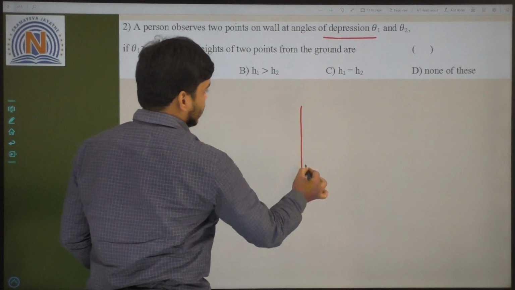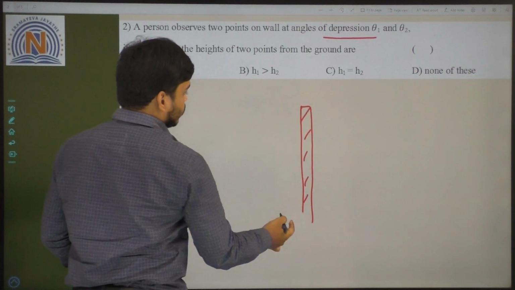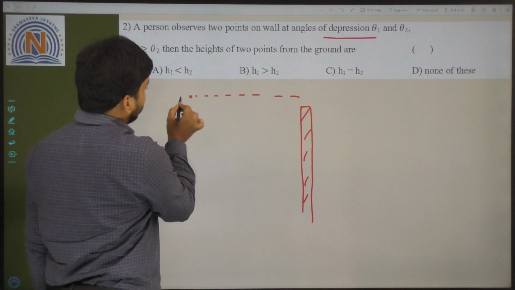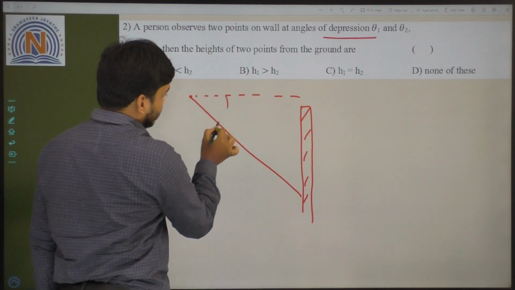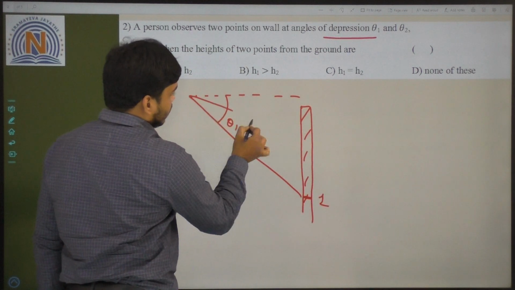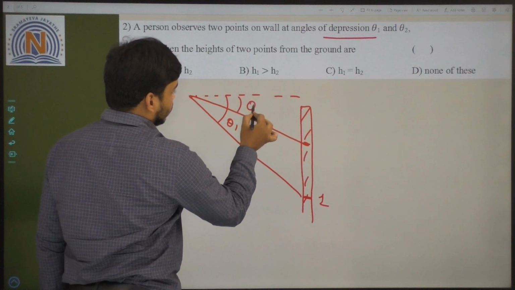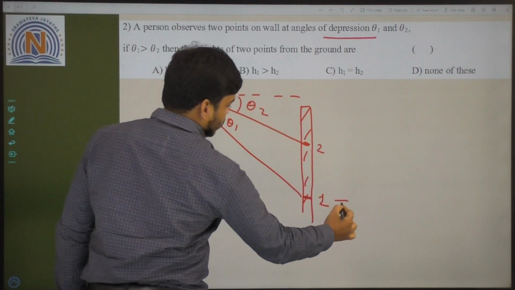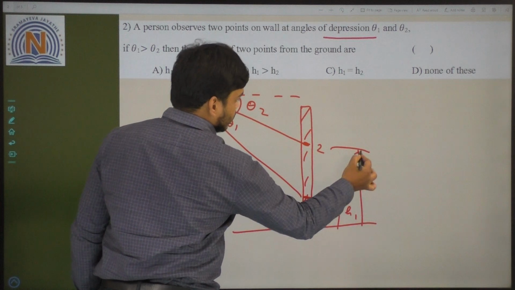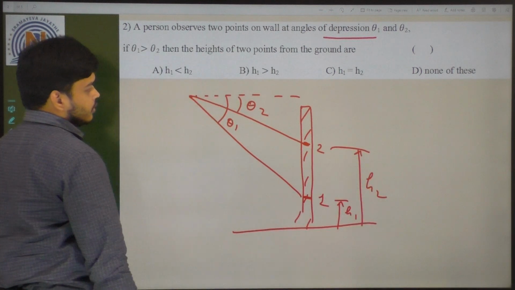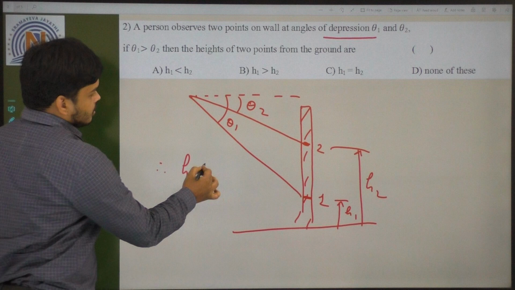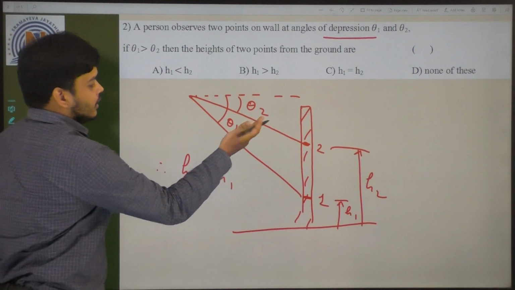Let there be a wall. He is observing 2 points from a certain point, at angles of depression theta 1 for the first point and theta 2 for the second point. From the ground level, this is height 1 and this is height 2. So what you observe here is, if the angle of depression theta 1 is greater than theta 2, then h2 is greater than h1 from the ground level.